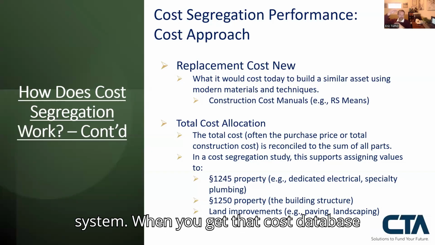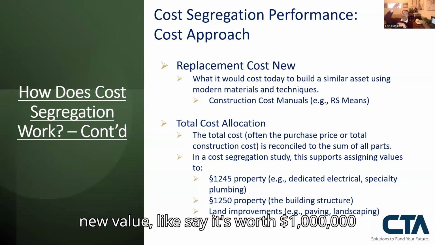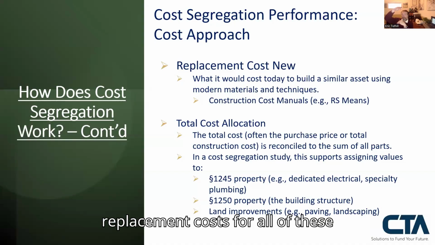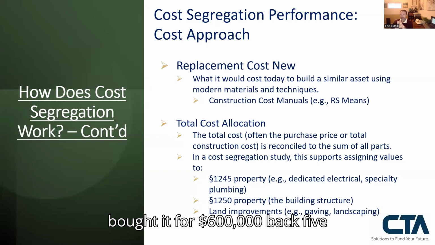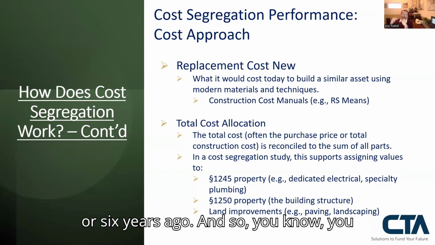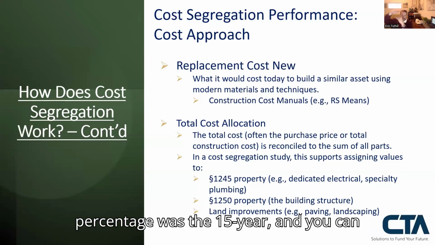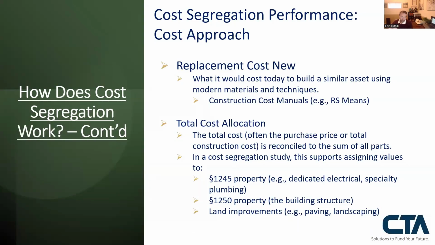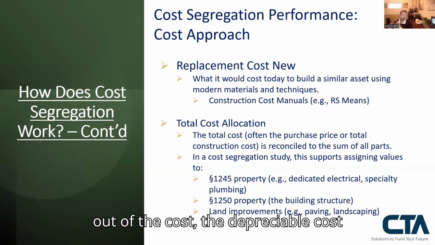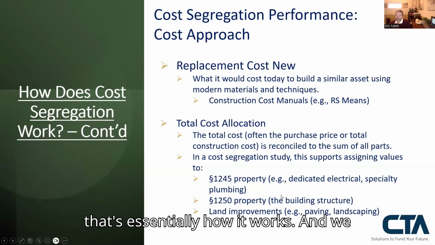When you get that cost database spit out, it'll say a new value, like say it's worth $1 million now based off of all the replacement costs for all of these different components. But hey, you might have bought it for $600,000 5 or 6 years ago. And so you figure out what percentage was the 5-year, what percentage was the 15-year, and you multiply that against the cost basis for the previous years to figure out roughly what amount or value we can pull out of the depreciable cost basis, not the fair market value cost basis, right? And so that's essentially how it works.